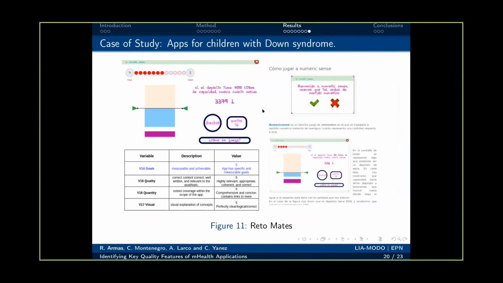The next application shows different screenshots from applications that try to teach some specific problems from basic mathematics. And in that way, you can see that we have more information about the task, and also how to achieve the task and how much the task was achieved. I mean, there is a measure. So in that case, for example, variable 14, goals, means that it's measurable and achievable, and the app has specific and measurable goals.